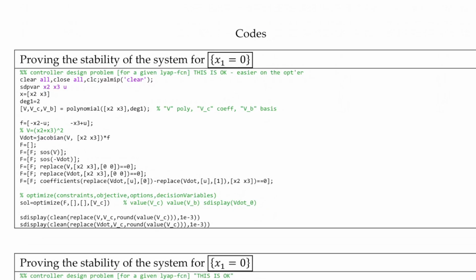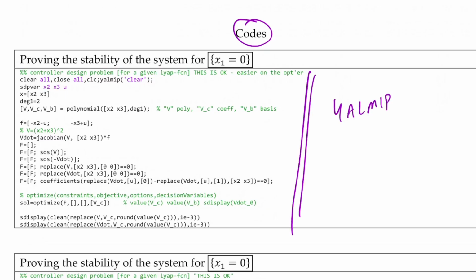Okay, now we are in the code section and I'm looking at my time. Okay, 15 minutes passed. All right, let's continue a little. Hopefully I will conclude in 5 minutes. All right, proving the stability for the system. This part is YALMIP, and I also use MOSEK as an SDP solver. And this is MATLAB, of course.